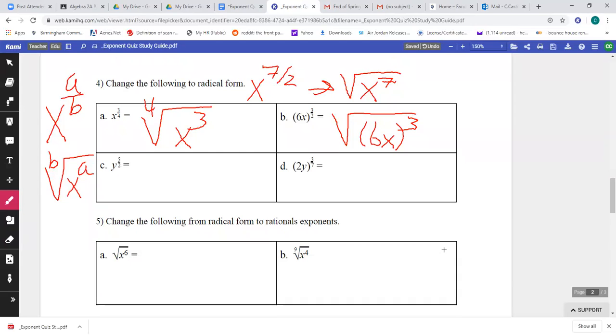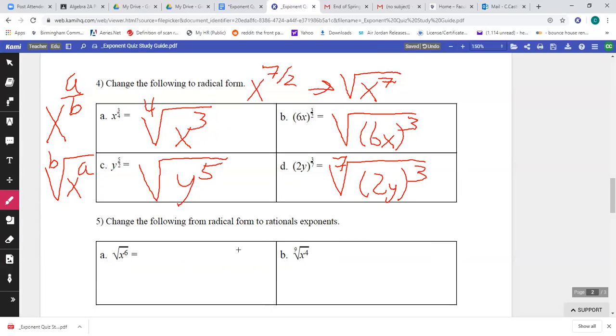Now, letter C, once again, we do not need to put the 2 there, but this does mean the square root of y to the 5th. And then the last one should be pretty simple. The 7 goes here, and we take it to the 3rd power, right?